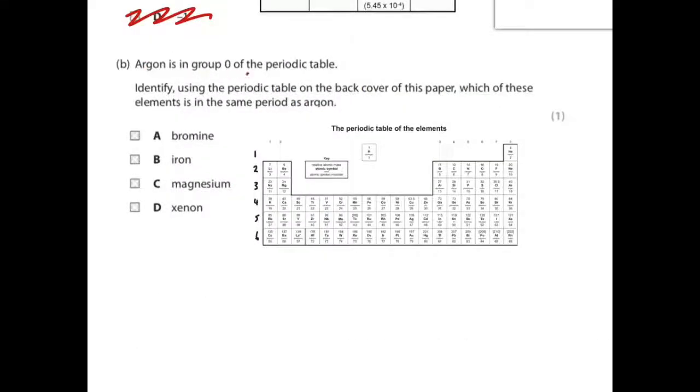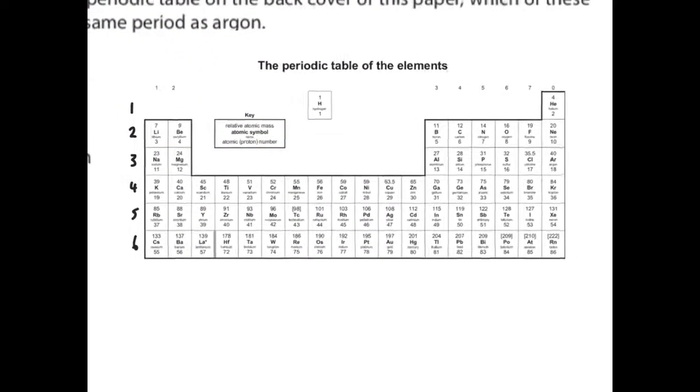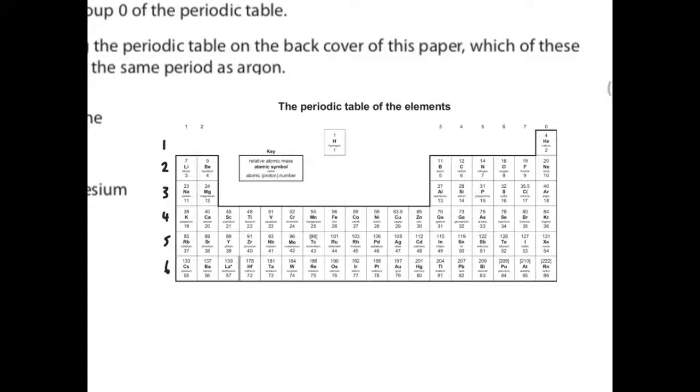Argon is in group 0 of the periodic table. Identify, using the periodic table on the back cover of this paper, which of these elements is in the same period as argon. So I've copied the periodic table here. Remember, you have 2 sets of numbers. One set is drawn for you or written for you. These are called group numbers.